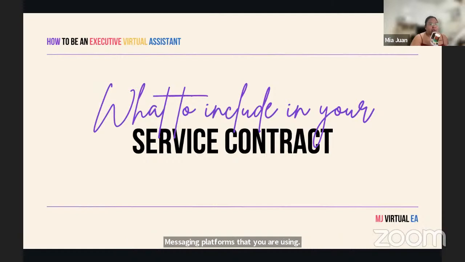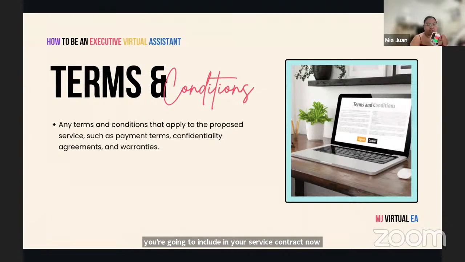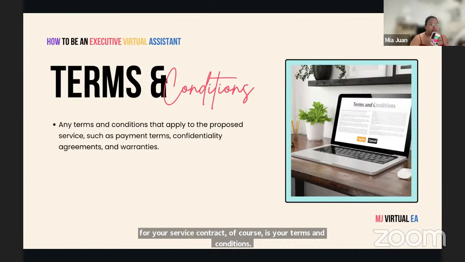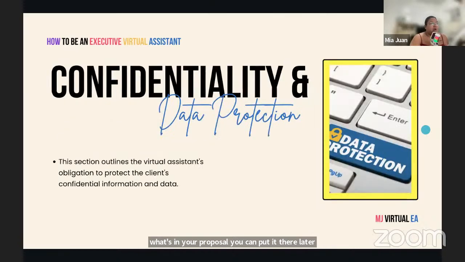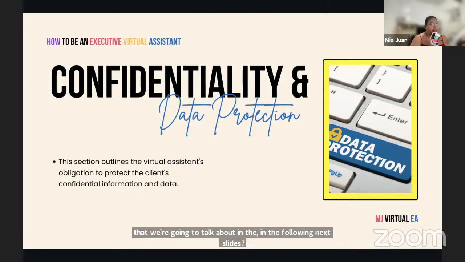Next one is what you're going to include in your service contract. Now, for your service contract, of course, is your terms and conditions. What would be in your terms and conditions, just like what's in your proposal, you can put it there. Later, we'll show you how to do that. What's the difference between the proposal and your terms and conditions or your contract are these items that we're going to talk about in the following slides. So first is confidentiality and data protection.